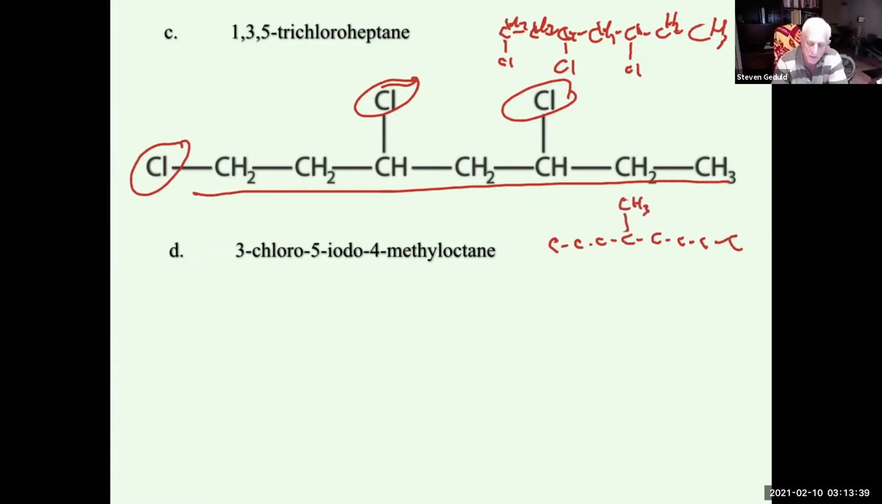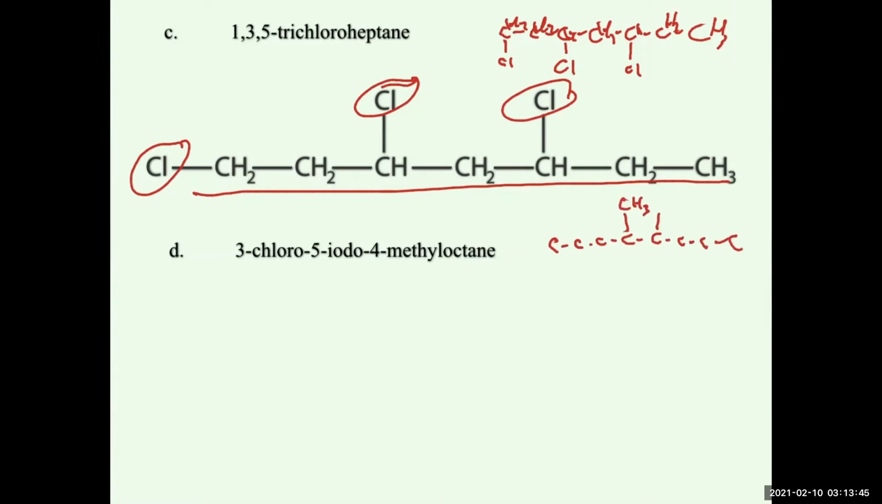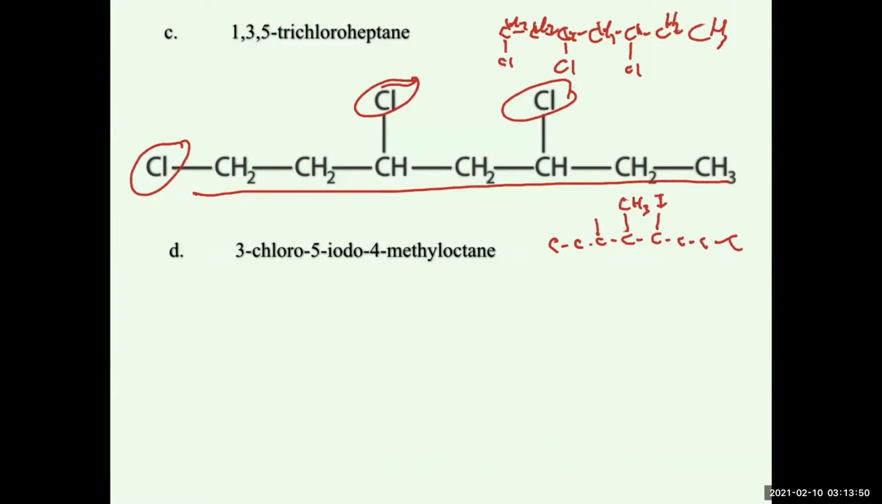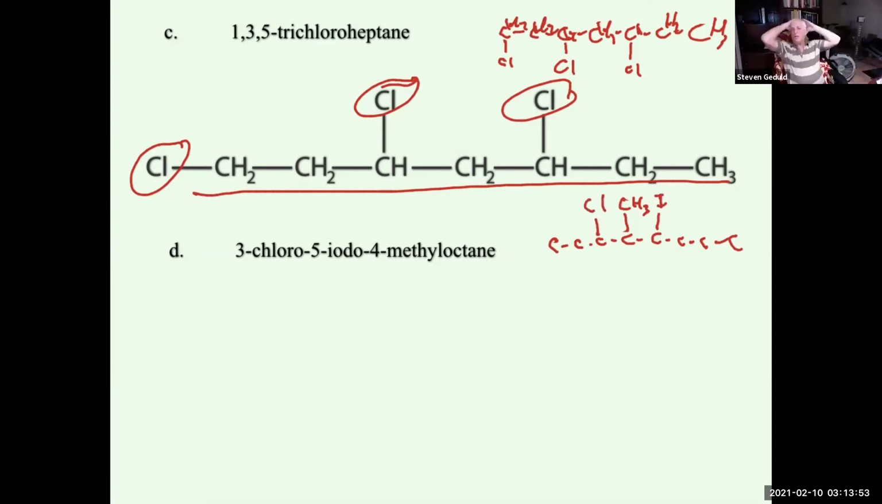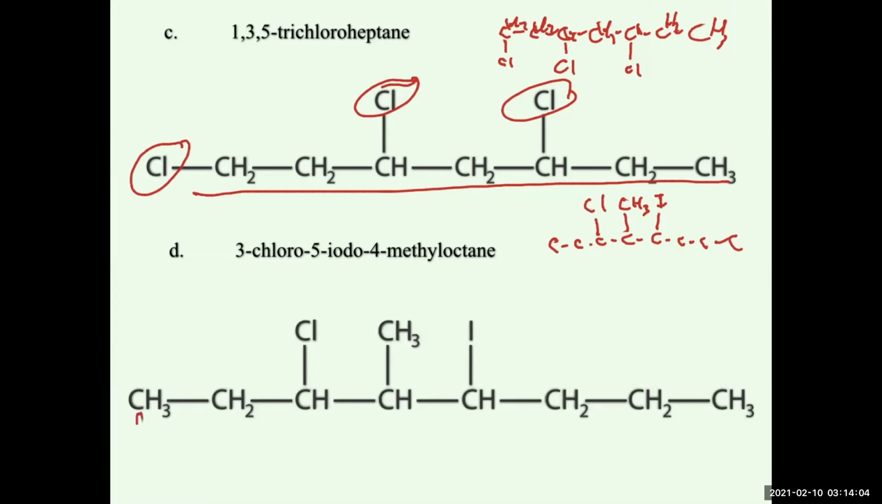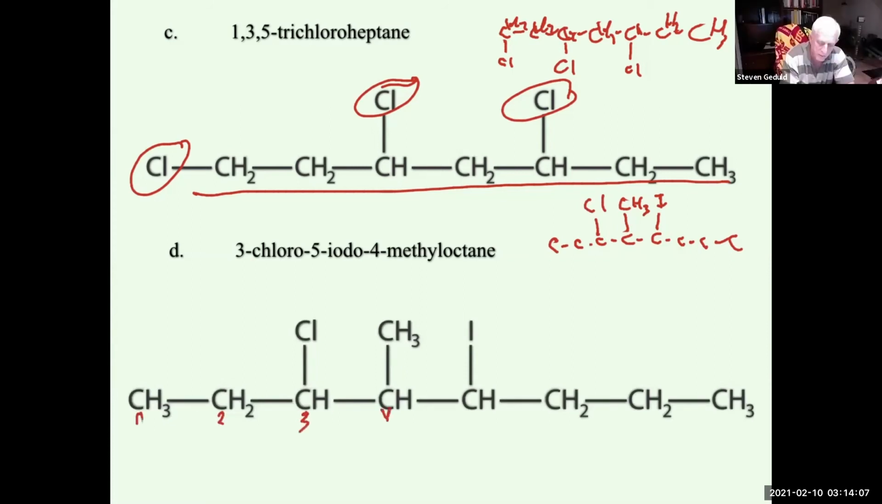CH3. And number 5, what do I put? Iodine. And at number 3, what do I put? Chlorine. And everything else is hydrogens. That's it. So how it would look would be CH3, CH2, CH, CH. This is number 1 carbon, number 2, 3, 4, 5, 6, 7, 8. There's your octane. And there's your 3 attachments. 3-chloro, there's a 4-methyl, and there's a 5-iodo. And put them in alphabetical order.